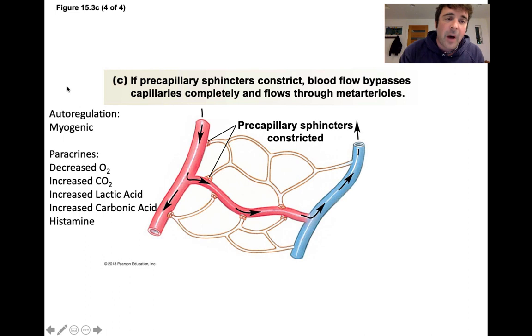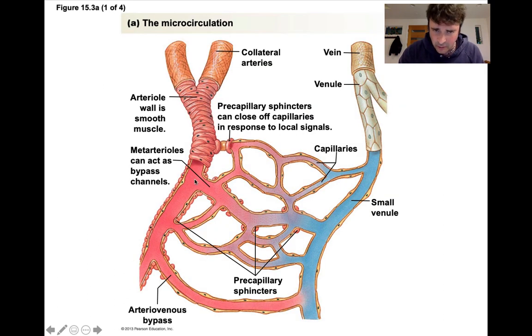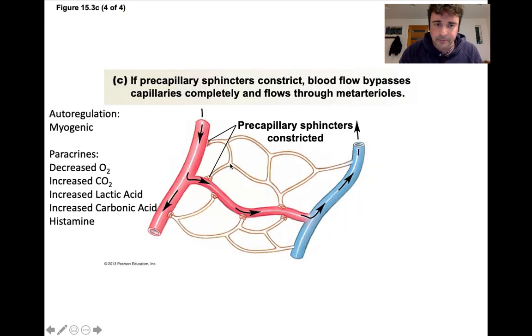So let's talk about the myogenic response really quickly, and let's see if we can figure this thing out. Let's say that in this particular blood vessel network right here, the mean arterial pressure, or the amount of blood flowing through these blood vessels, increased dramatically. Then the amount of blood entering these capillaries would increase dramatically, so we get a huge amount of blood flow into those capillaries.